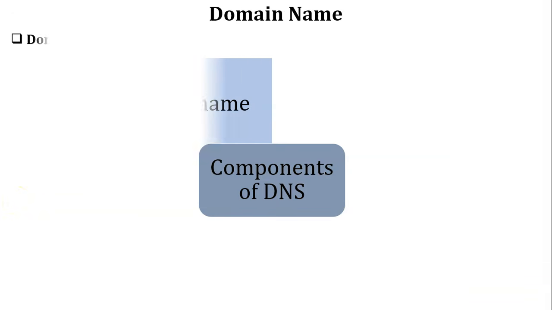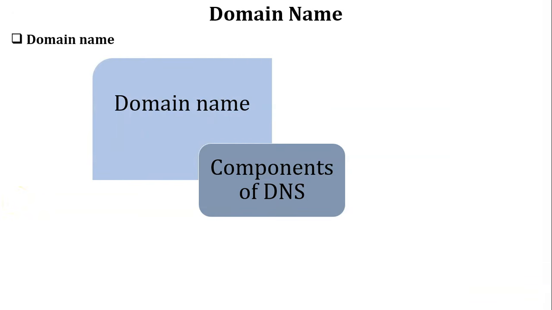The first component of DNS is domain name. Domain or domain name means the location of a website. We all know that the web pages of our website are stored on a particular server and the server is connected with a particular domain. So domain or domain name means the location of a website.